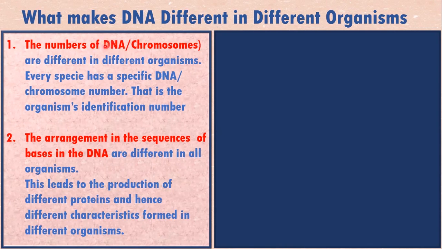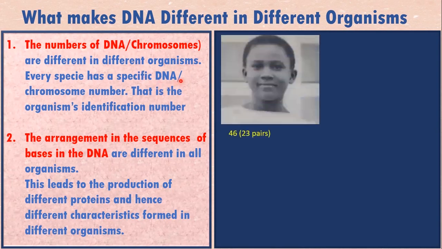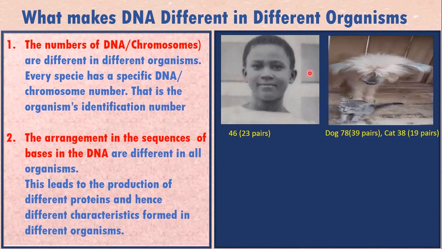So every different organism, that is a species, has its own number of DNA or chromosomes. That is the chromosome number. It's an identification number for every organism. So for instance, human beings have 46 chromosomes, and it's 23 pairs. We'll explain. The dog has 78 chromosomes, which is 39 pairs. The cat here has 38 DNAs or chromosomes, which is 19 pairs.